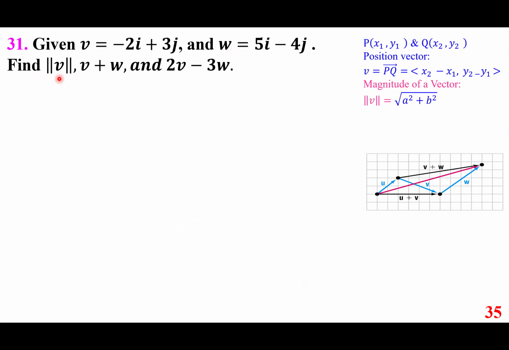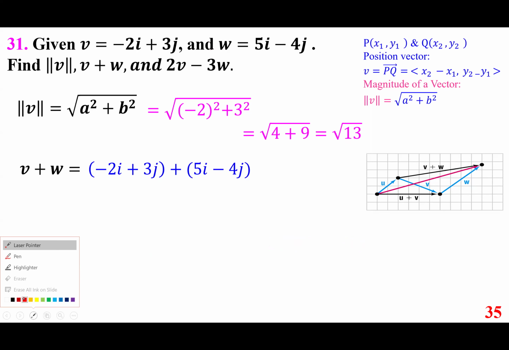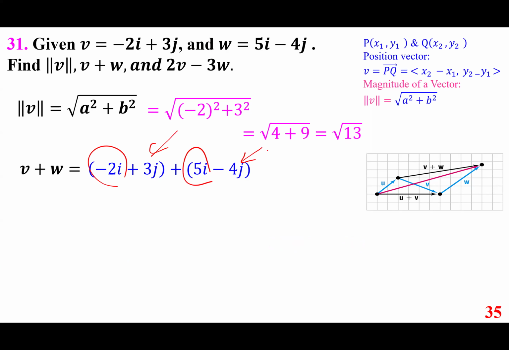Given v and w, find the magnitude of v and then the rest of them. The magnitude, square root of a squared plus b squared. So we have minus 2 squared and 3 squared under the radical. 4, 9, they add up to 13. V plus w, just add them up. And all you have to do, add up the components. And they give us 3i. These two give us minus j.